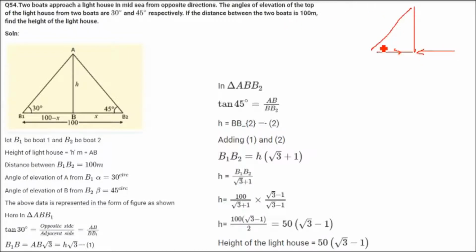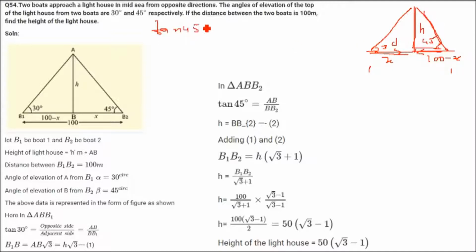Now the angle of first one, say it to be 30 degree and this has to be 45 degree. The angle of elevation, this we have got, if the distance between the two boats is 100 meter. So let us say this to be x. So this will be 100 minus x, because total if you add 100 minus x plus x, it will be 100. So from here to here the distance is 100. Now what is the height of the lighthouse? So let us assume it to be h. So I am taking this triangle first.